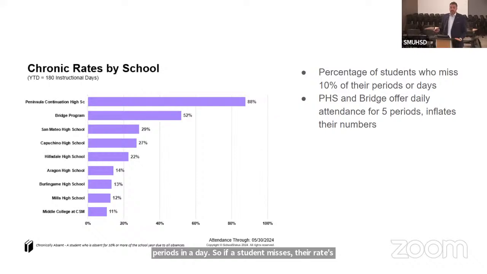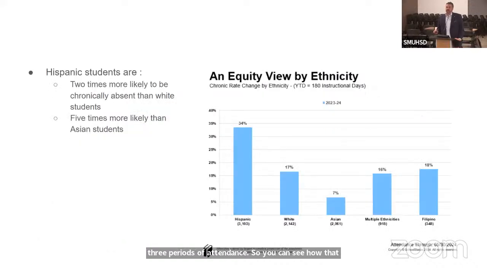And Middle College at the bottom there, and that is only 3 periods of attendance. So you can see how that sort of also could skew the numbers.